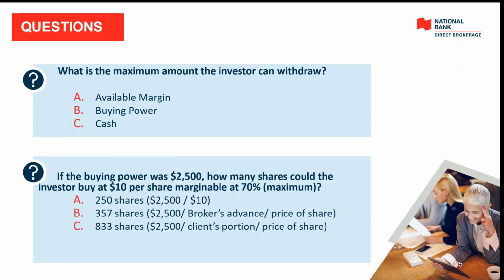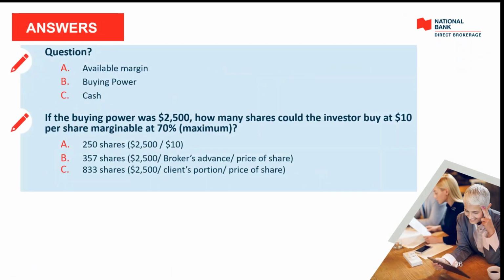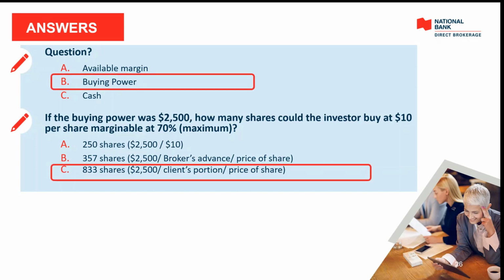The answer to the first question, what is the maximum amount an investor can withdraw? The buying power. For the second question, the customer has $2,500 and wants to use the margin at the maximum level of 70%, while the share price is $10. How many shares can be bought? Basically, our $2,500 represents our 30% down payment, or the minimum coverage. That is to say, $2,500 divided by 0.30. That gives us $8,333. And since the stock is trading at $10, we can buy 833 shares. And the broker's advance will be $5,833 at that time.